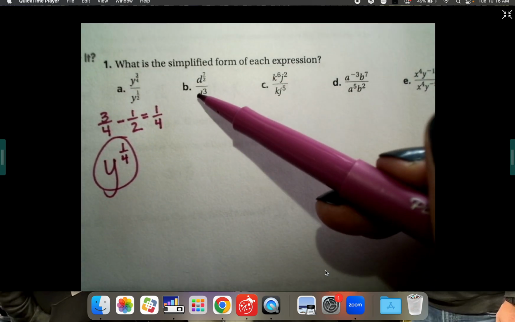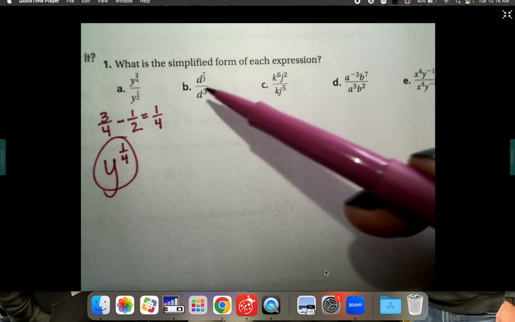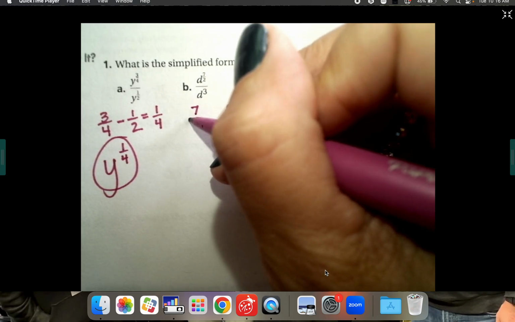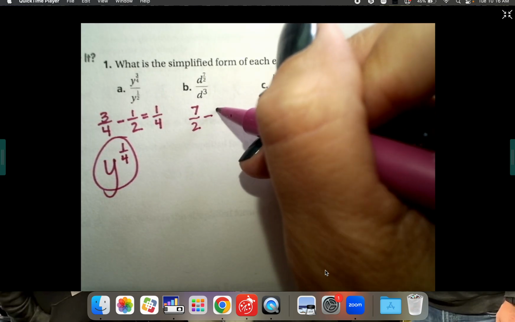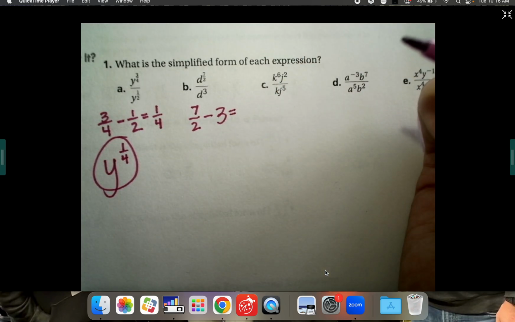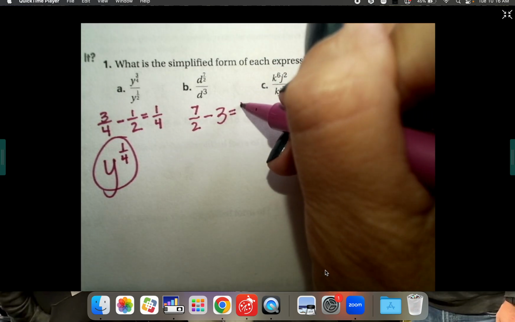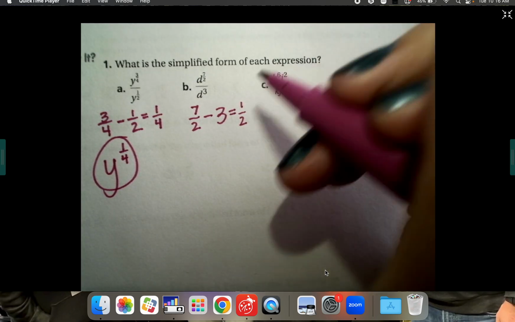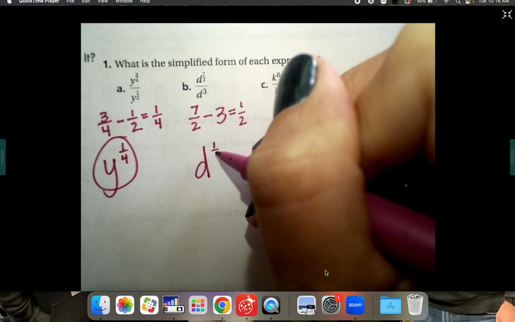All right, d to the 7/2 divided by d to the third means we're going to take 7/2 and subtract 3 because they're the same base. When you put that in your calculator, you should have gotten 1/2. So that means our answer is d to the 1/2 power.